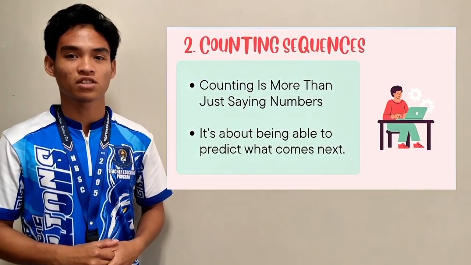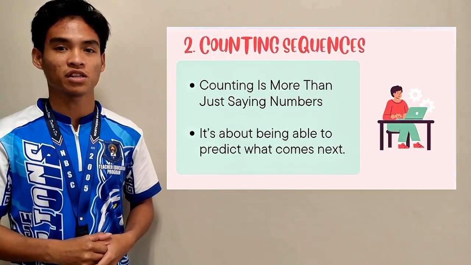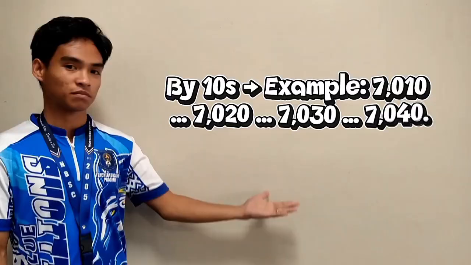Number 2, counting sequence. Counting is more than just saying numbers in order. It's about recognizing patterns and being able to predict what comes next. We can count in different ways. By ones. Example. This is the most common way of counting, just moving step by step. By tens. Here, we skip by tens, which is useful when grouping items into tens, like bundles of pencils.